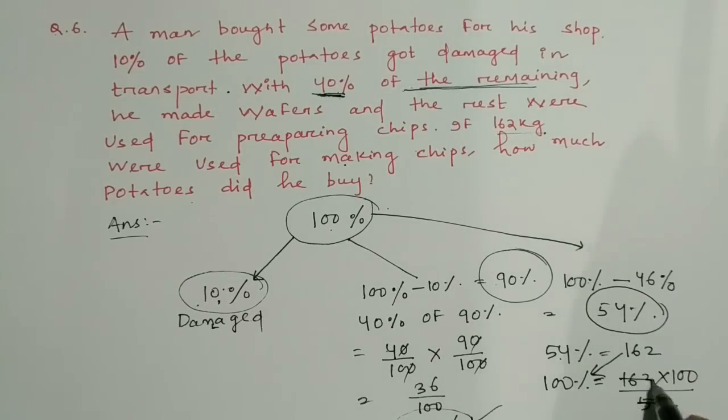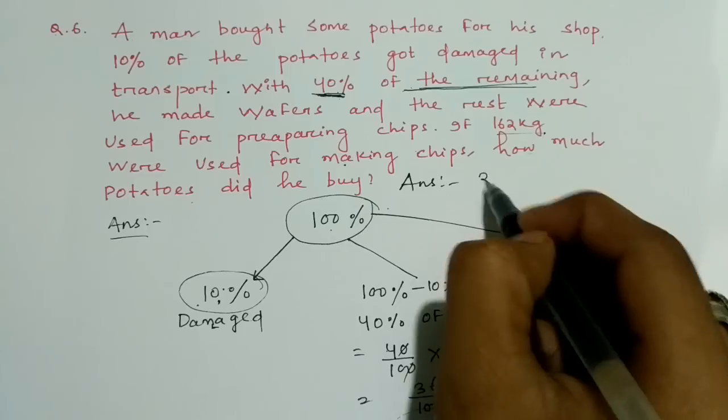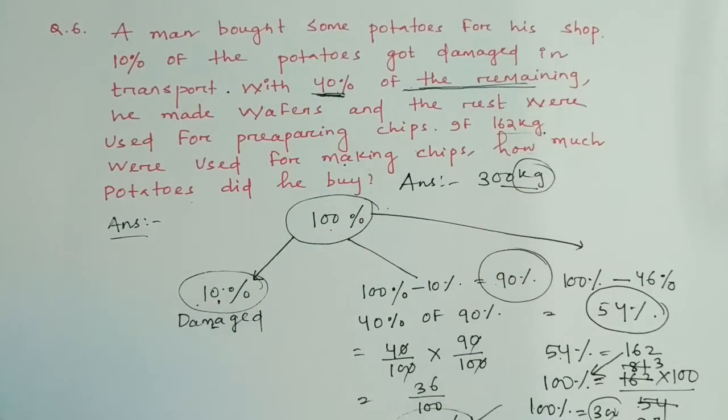So 2 we cancel. 2 2s are 4 and 2 7s are 14. 2 8s are 16. 2 1s are 2. 27 1s are 27, 27 3s are 81. So my answer will be, you can say, 100% is equal to 3 into 100, that is 300. How many potatoes did he buy? That is 300 kg. Don't forget to use the unit.